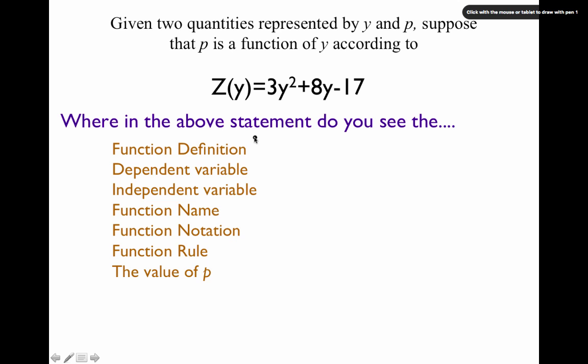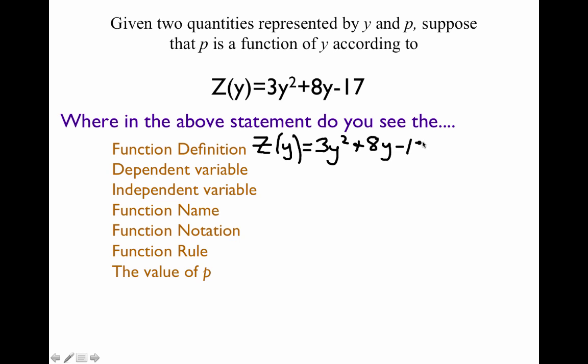So the function definition is the entire thing. z of y, how do you define that? Well, you take y, you cube it, you multiply by 3. You add 8 times that same value of y and you subtract 17. The dependent variable is actually p. The independent variable is y. The function name is z. The function notation is z of y. The rule is this formula, which is useful to have but not necessary for thinking about functions and using function notation.